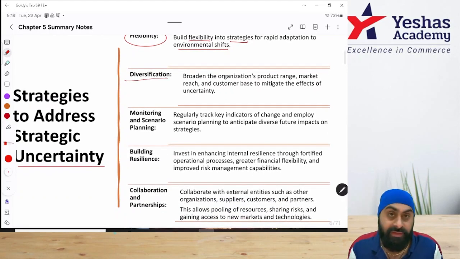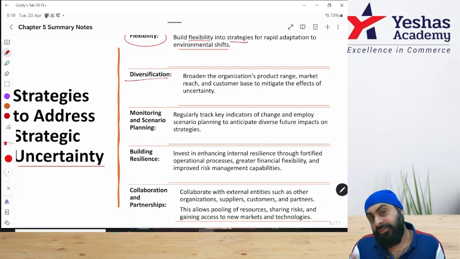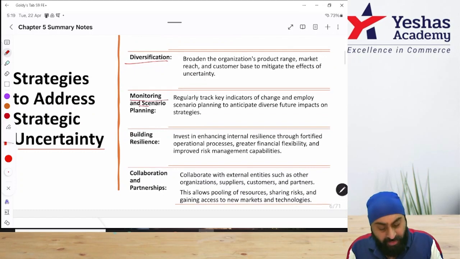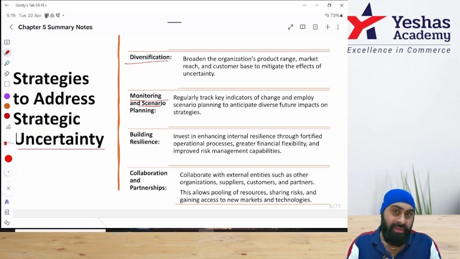Second, diversification. Jump into different markets so that if there's a problem of uncertainty, you can still make money from the different market. Second option: keep on monitoring and scenario planning. Keep on checking on what is going on in the environment so that you can adapt to the attacks, you can adapt to the environmental changes.